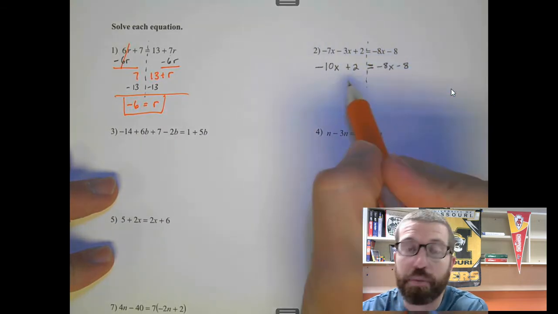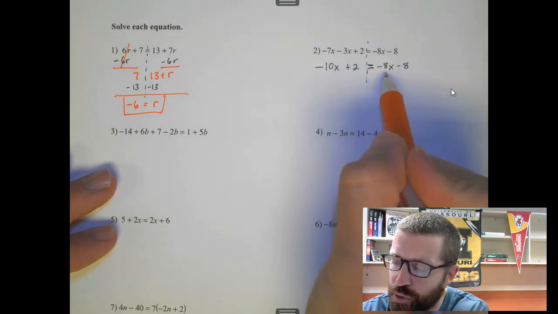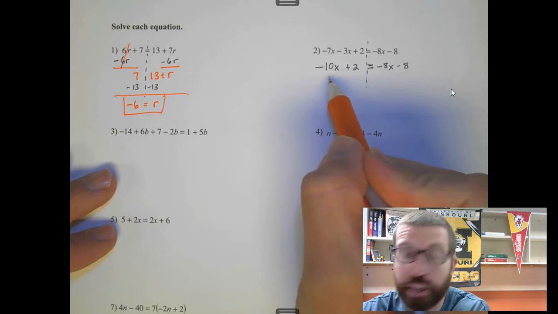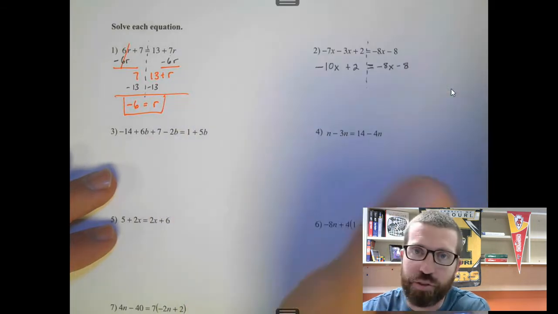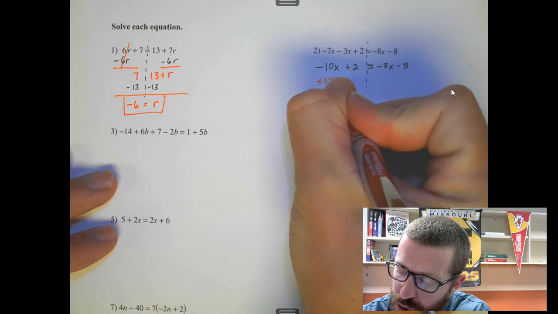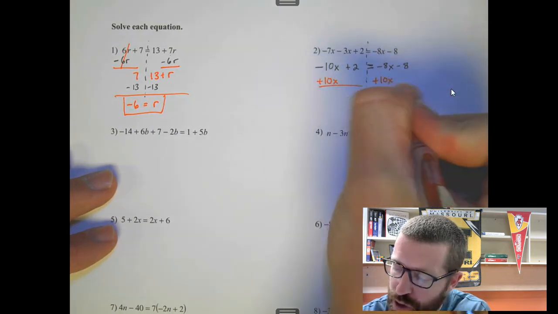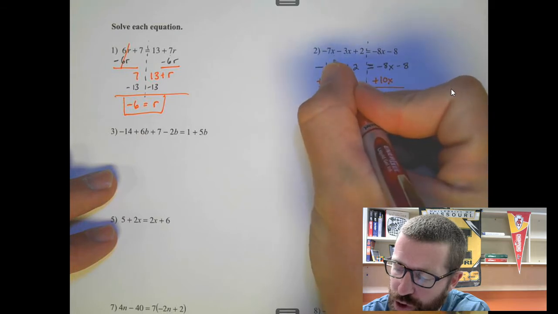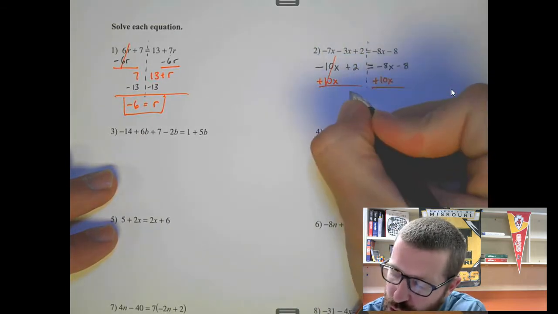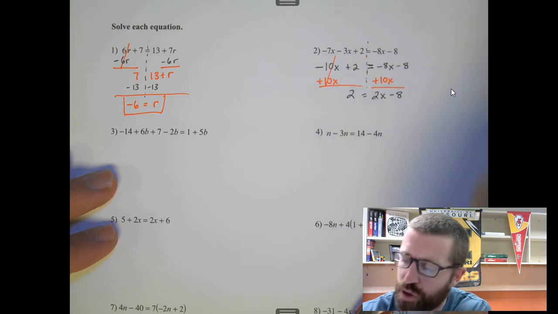And then I want to get my x's on one side. So I can either add 10x, and that would get 2, or I can add 8, excuse me, and get -2. Negative signs cause more mistakes, so I'm going to add 10x to both sides. And so here these add to 0, so those are gone. And then you get 2 on the left, and then 2x minus 8 on the right.